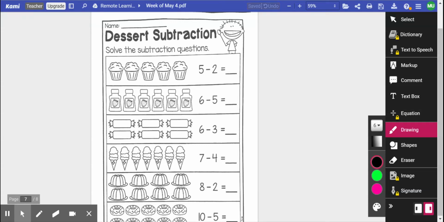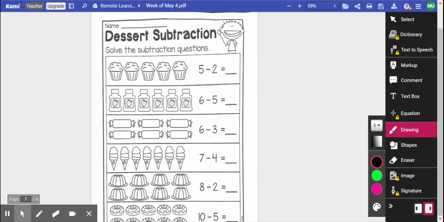This is Mrs. Underwood. This is your instruction for your Think It Out Thursday. Today we're focusing on subtraction. Remember, when in subtraction, you start with a larger number, you take away another number, and then you find your difference. Look at the paper we have here.